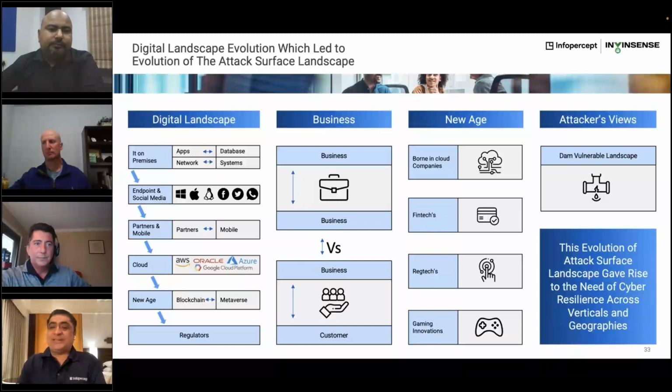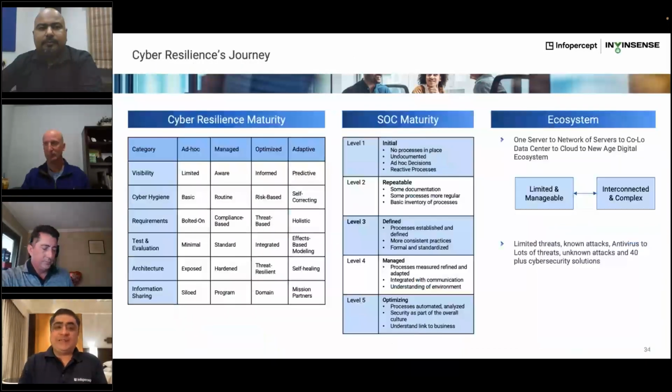We see it as complexity, we see it as an opportunity where the business can happen, the business can grow, the digital transformation. But for attackers, it's very simple. They still call it the damn vulnerable landscape. So whatever we do in terms of transformation, the new age technologies, the new age companies, attackers still view it as a damn vulnerable landscape. And to solve this problem and to have the right resiliency, what we really feel is you need to build a right journey.